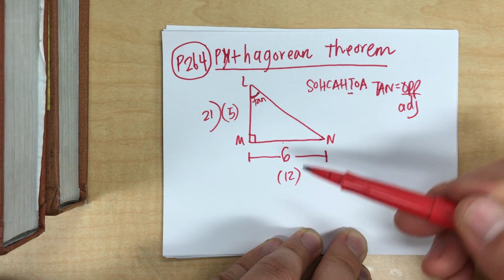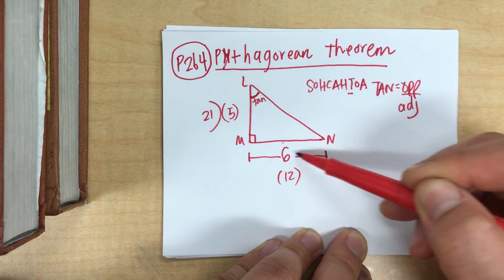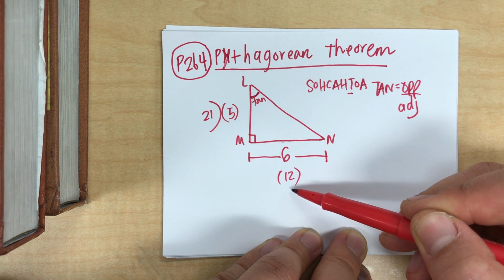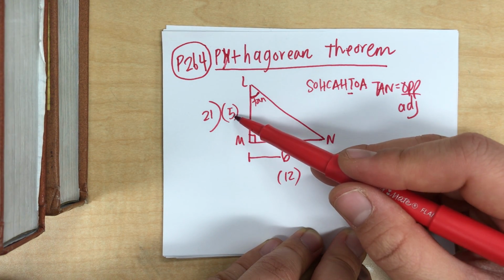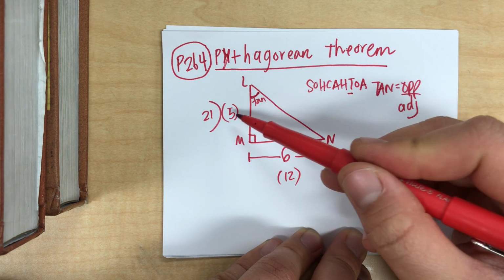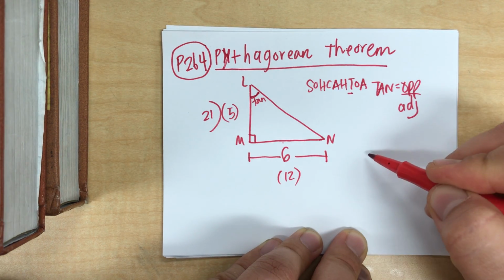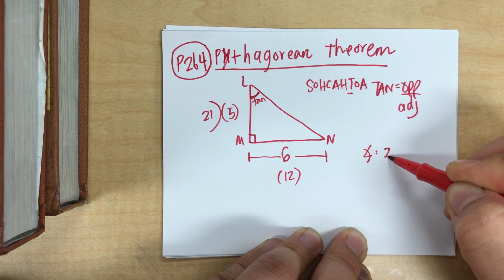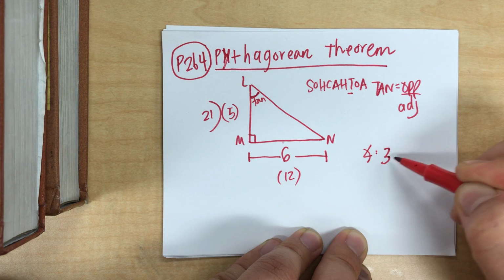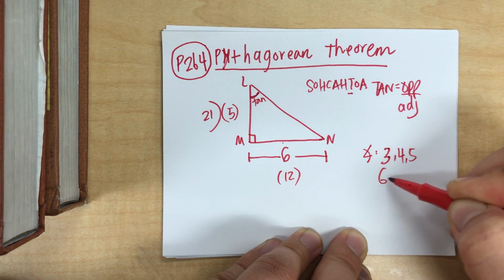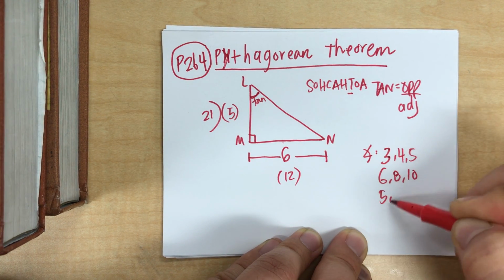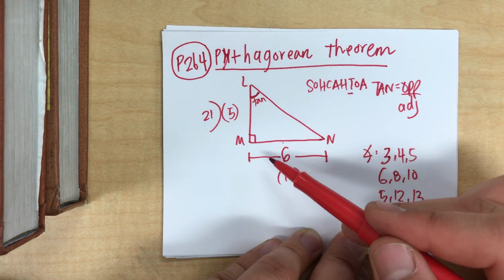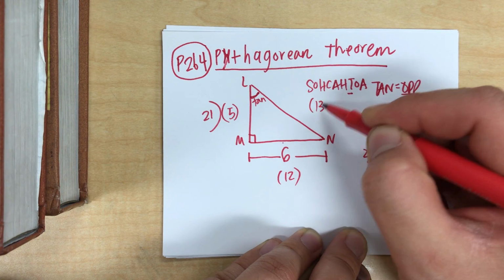And what you see here is that 6 is the actual measurement of this side, and 6 is half of 12, right? You don't have to use the Pythagorean theorem because you've got something that you need to remember. The special right triangles are 3, 4, 5, 6, 8, 10, 5, 12, 13. So this one is clearly 5, 12, 13.